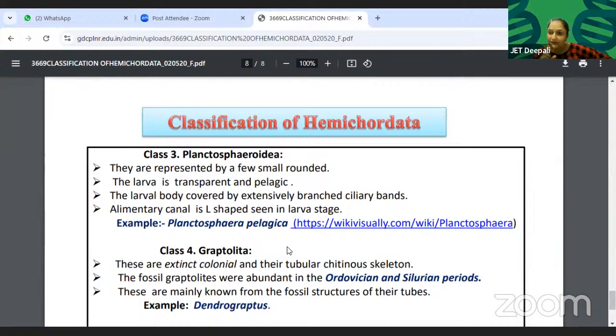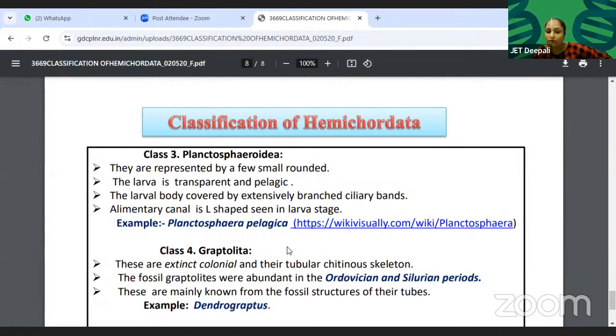Like in the Homalozoa class of subphylum of Echinodermata, we said that all the members are extinct. So we skip that class. Why study the organisms that are not present, that are extinct? But it's given, so I am just taking it.